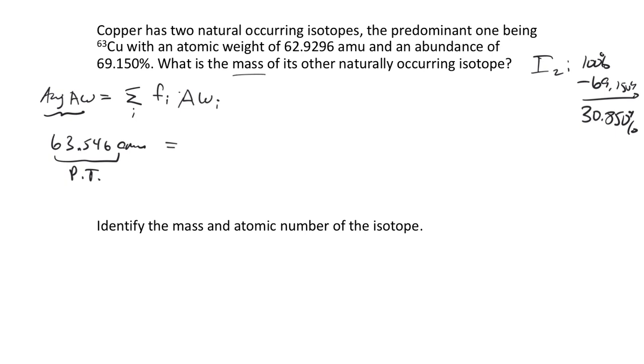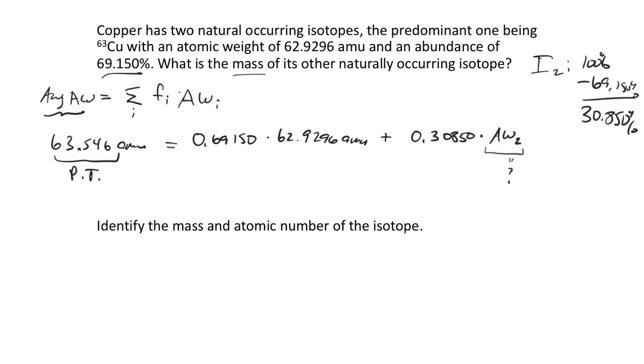And then that's going to equal the fraction that's the lighter isotope. So that's 0.69150. I'm just writing the percentage as a fraction, without the 100%, and then times the atomic weight of that isotope, 62.9296 atomic mass units. Then I'm going to add, because this is a summation, the abundance of the other isotope, and then times the atomic weight of isotope 2. And this atomic weight here is what we're looking for, so this is our unknown.